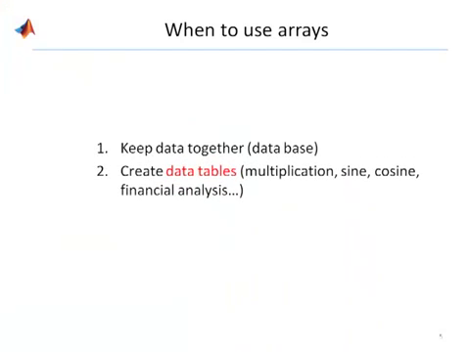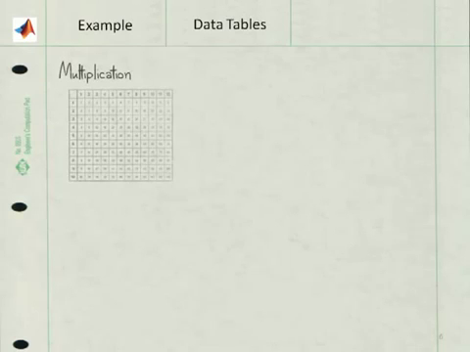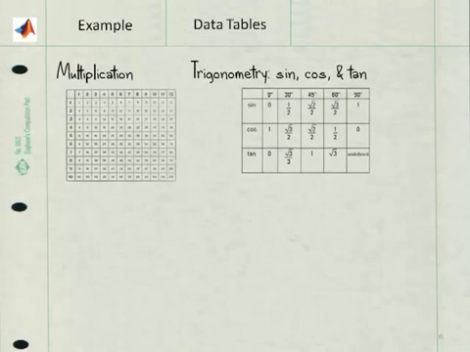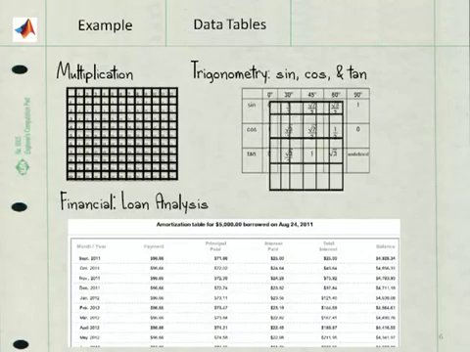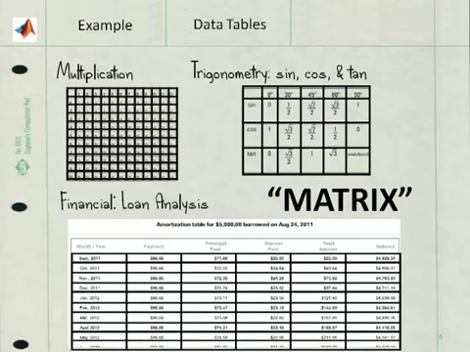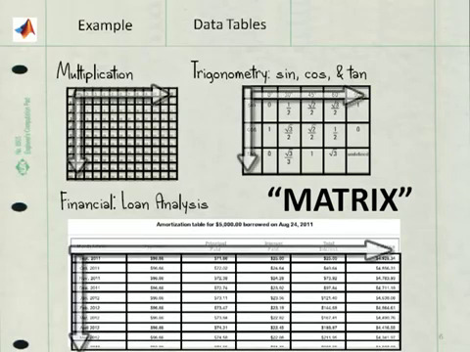Second idea, create data tables. So maybe the numbers are actually linked to each other, such as multiplication tables, trigonometry tables, or even financial analysis. Very, very common for financials. Those are all matrices because they're all two-dimensional. Now we can have three-dimensionals if you want, but right here we have two-dimensional arrays.